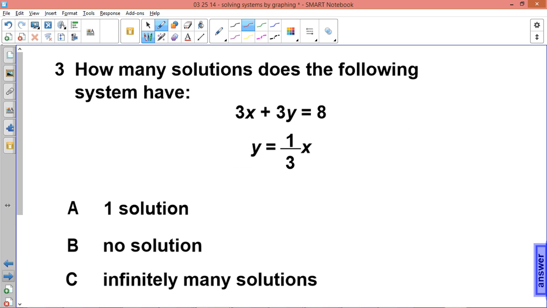Moving on. How many solutions does the following have? I'm going to leave this one for you to do using your notes that we've already taken. I want you to rearrange the necessary equations to both be in slope-intercept form, and then tell, based on that, how many solutions they have. And then we're going to move on.